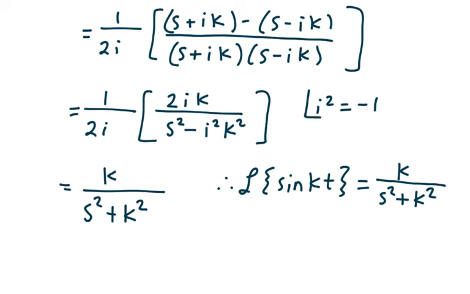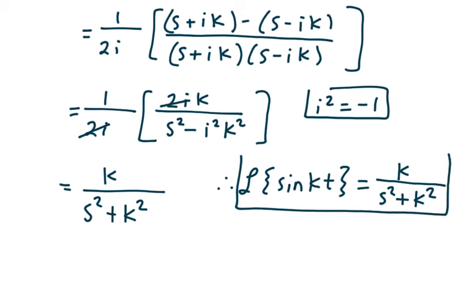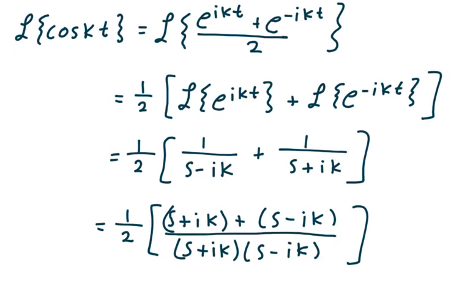But i squared is negative 1. So notice how also the 2i's cancel. It's really slick. And so this is equal to k over s squared plus k squared, and we just derived the Laplace transform of sine of kt. It's equal to k over s squared plus k squared. Right here. I'm done.